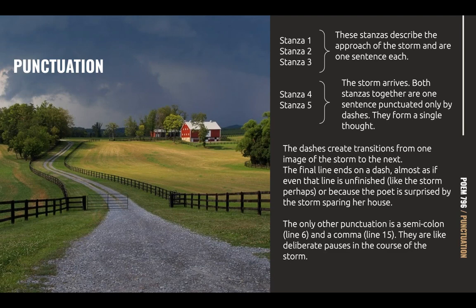You'll notice the only pieces of punctuation apart from the full stops at the end of the sentences and the dashes are a semicolon in line 6 and a comma in line 15. They're sort of like deliberate pauses at those particular points.